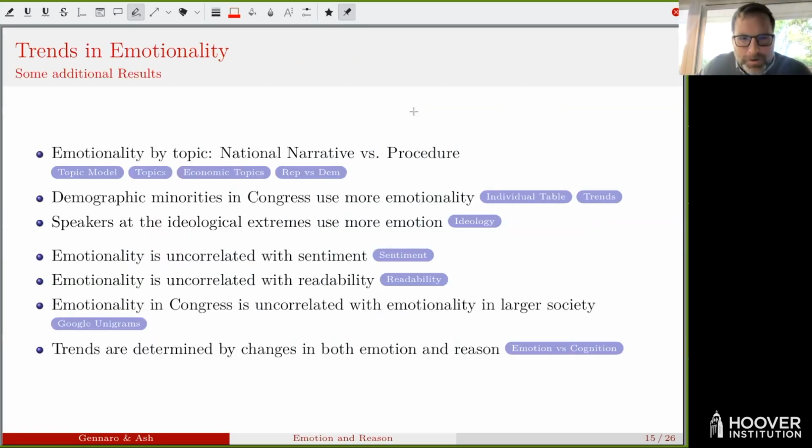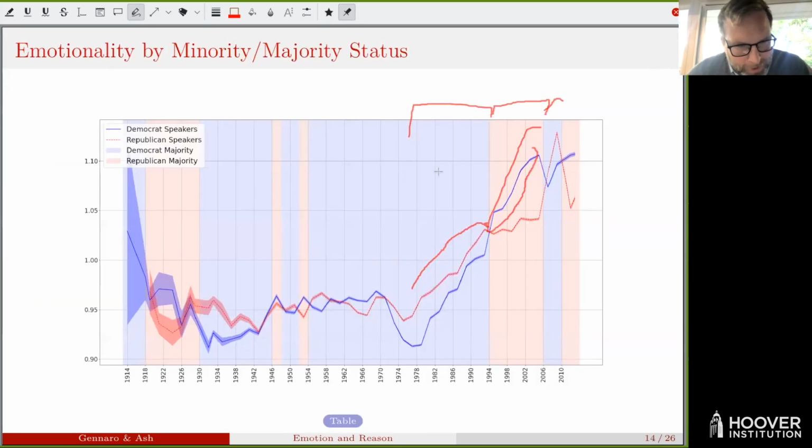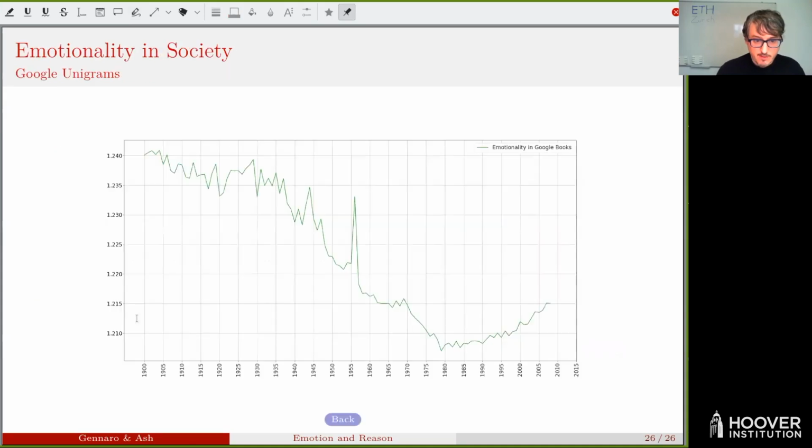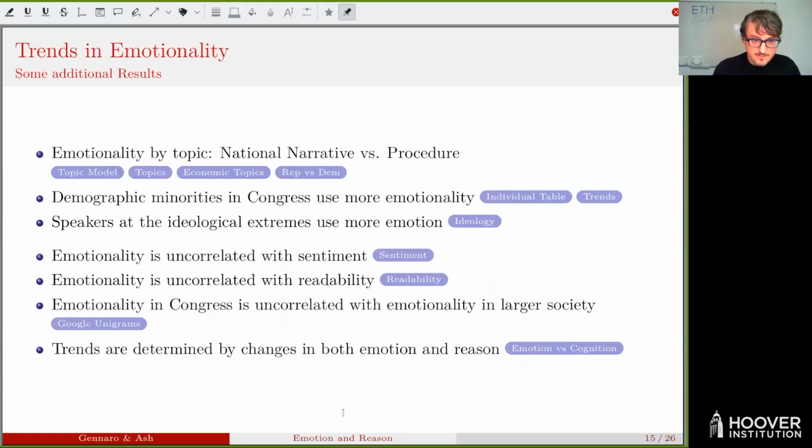We have a few more questions. Elliot, just real quick, that holds as well if you drop procedure. Yes, Gloria, is that the case? I think that's a good question, because especially here, if you're the Speaker of the House, for example, you cover more procedural topics. And if you just condition on topics they cover, this also goes through. Actually, this is one thing I wanted to mention. This is emotionality in broader society using Google Books. You can see it's going down. So it's a much different trend than we see in the Congress.